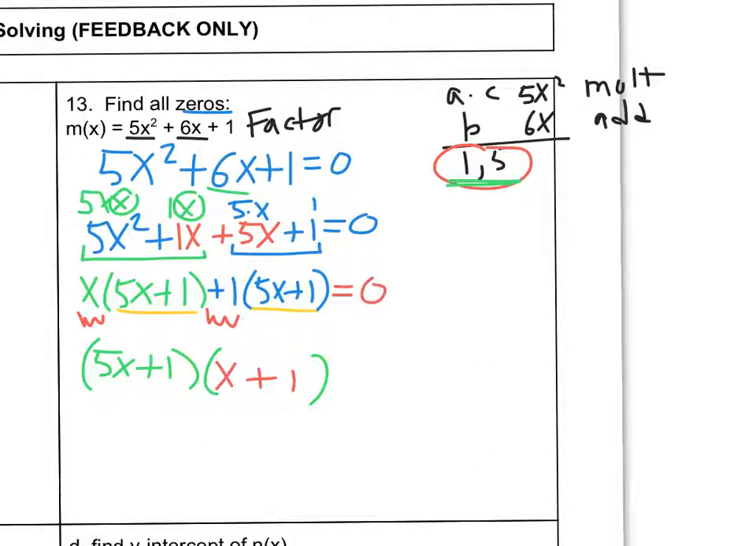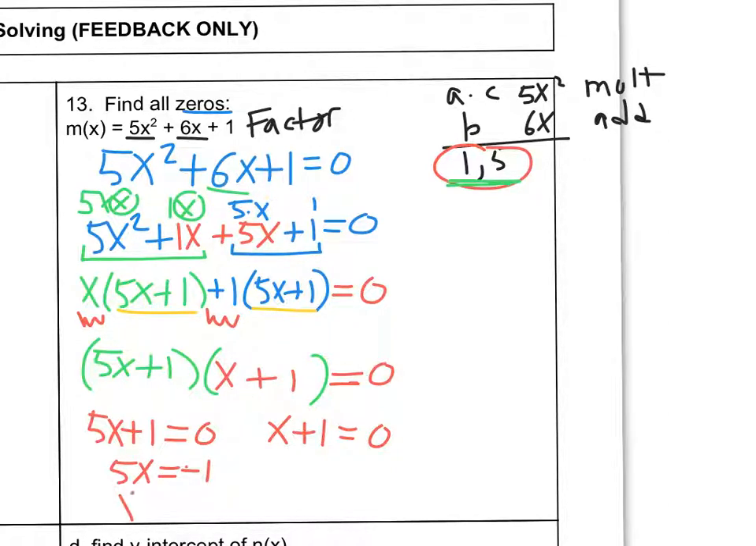I'm just going to bring down my equals 0, because I'm being a little bit sloppy here with that. And from this point, we've got to solve each part. So we get 5x plus 1 is equal to 0, and we've got x plus 1 is equal to 0. Minus 1 to both sides, we get 5x is equal to negative 1, which means that x is equal to negative 1/5. You can leave it like that or write that as negative 0.2. And x is equal to negative 1. Those are my final answers.